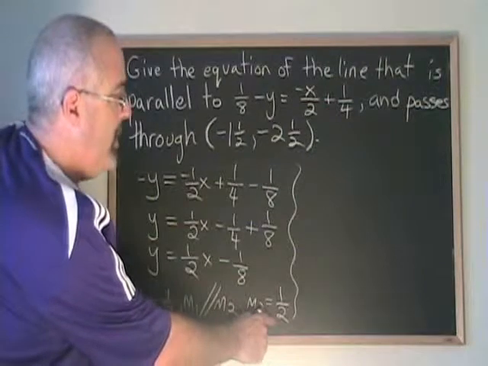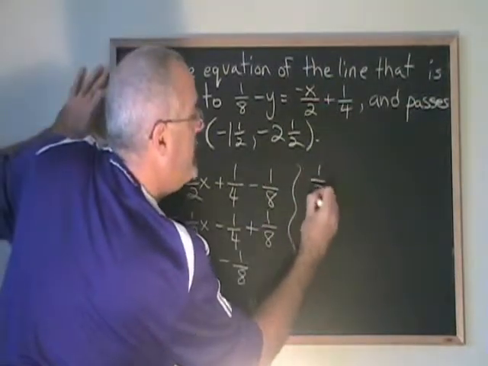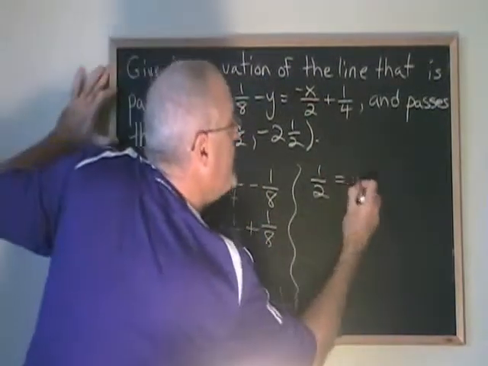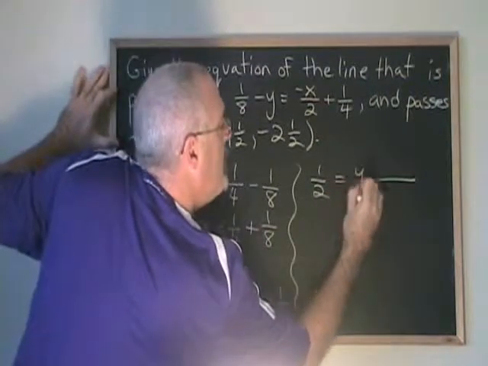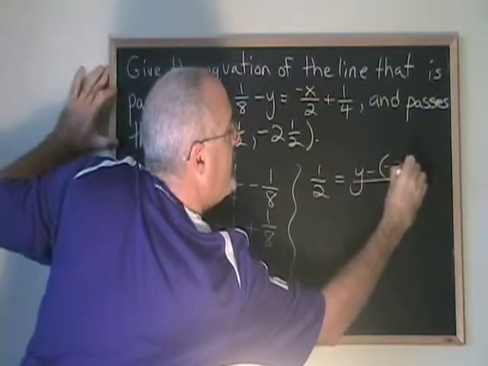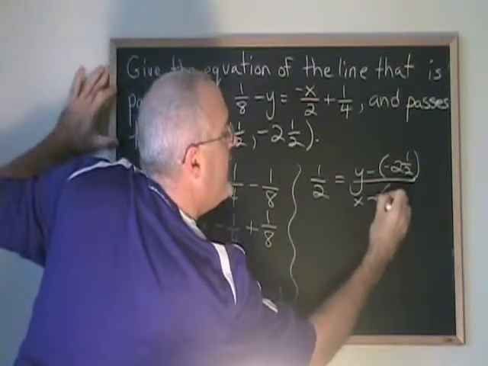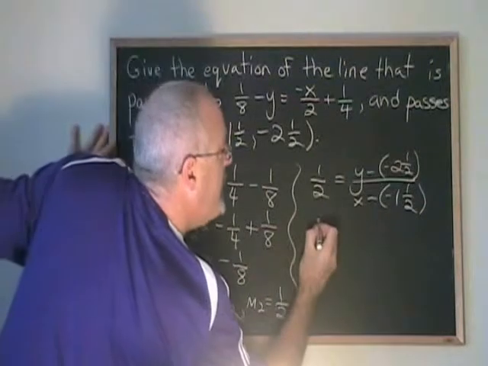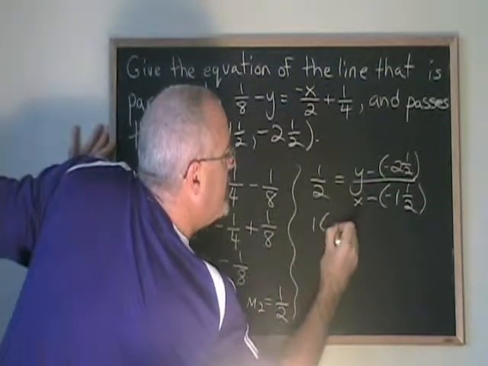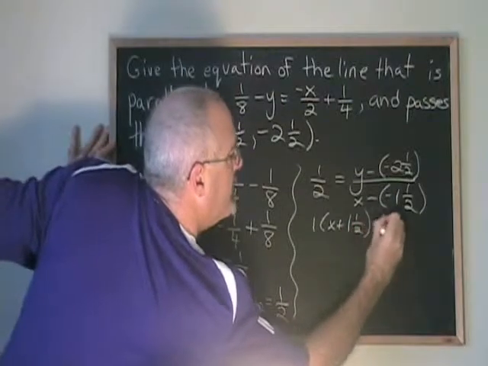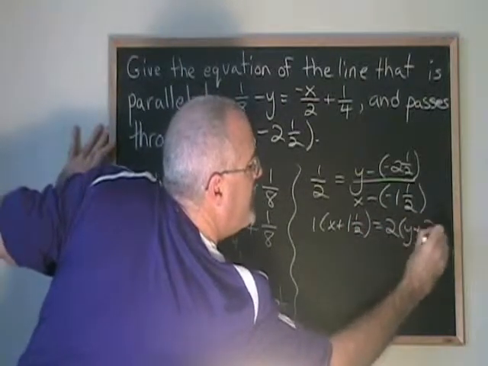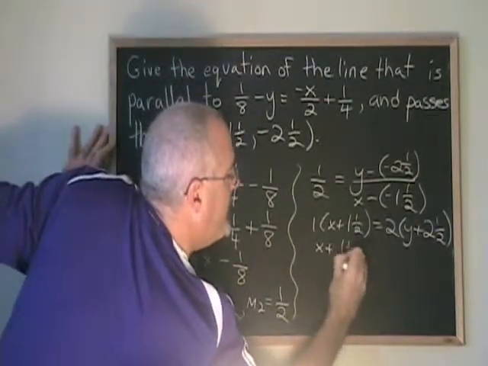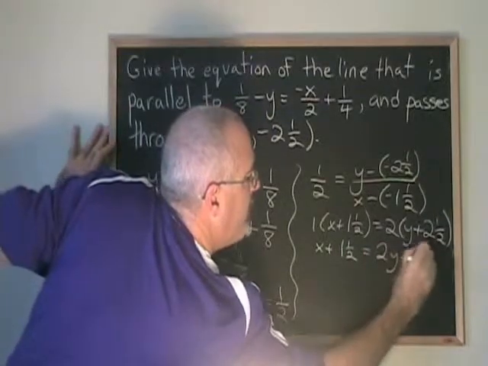I take this slope in the form of a fraction, and I use it with the point that was given to derive the equation of my line. 1/2 is equal to y minus -2.5 over x minus -1.5. Cross multiplying, 1 times x plus 1.5 equals 2 times y plus 2.5. x plus 1.5 equals 2y plus 5.